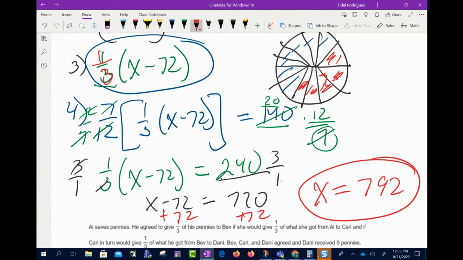But again, I think it's sort of the idea of if you gave away 2/3, how much did you still have left over? Well, if I gave away 2 out of the 3, I still had to have 1. And if I gave away 5 out of the 12, well, I still had to have 7 out of the 12 left over. Okay.